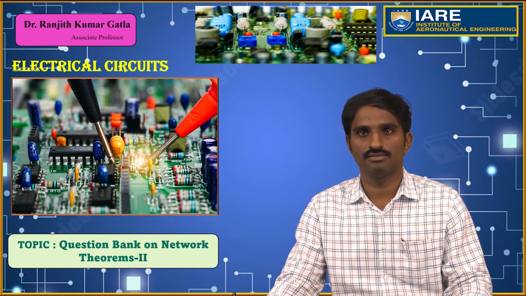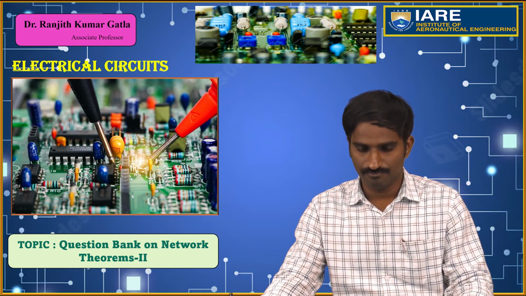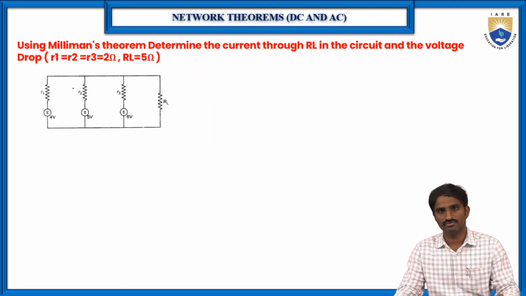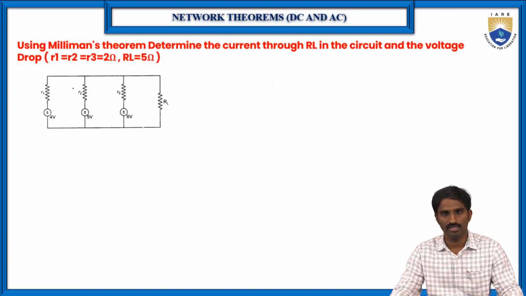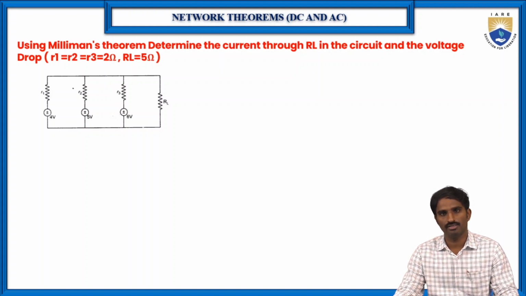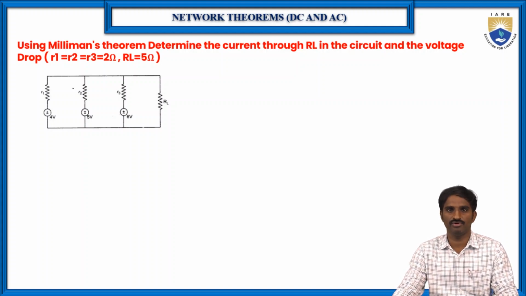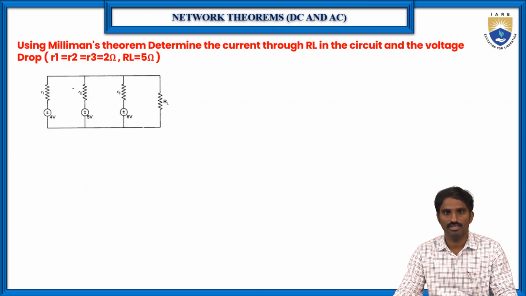So in today's class, we are continuing the discussion on the question bank from Module 3, which is network theorems. In the previous class, we discussed the problems from the question bank on network theorems called the superposition theorem, Thevenin's theorem and Norton's theorem. So these three theorems we have discussed. In today's class, we are going to discuss Millman's theorem, Tellegen's theorem, and the maximum power transfer theorem.